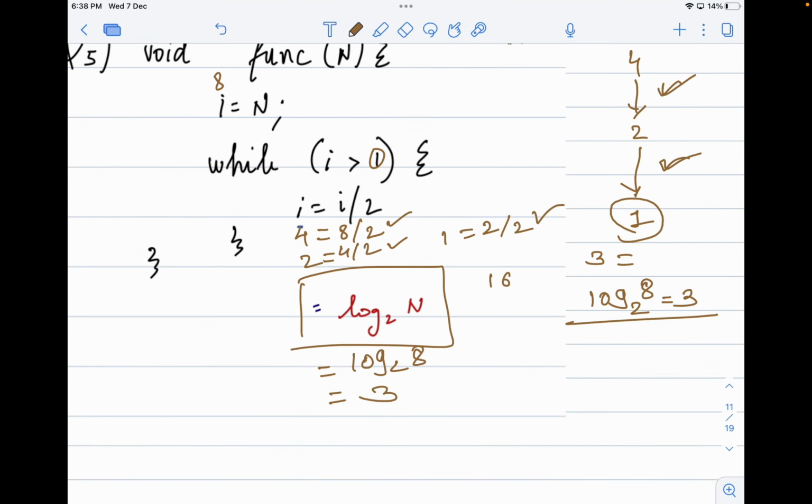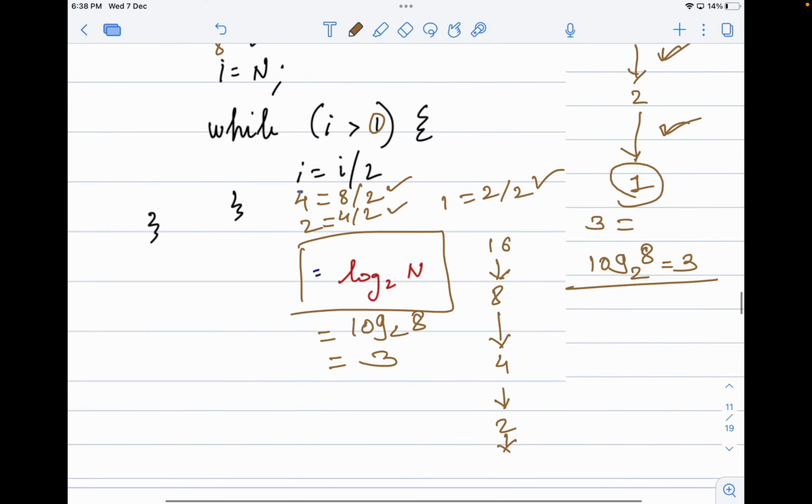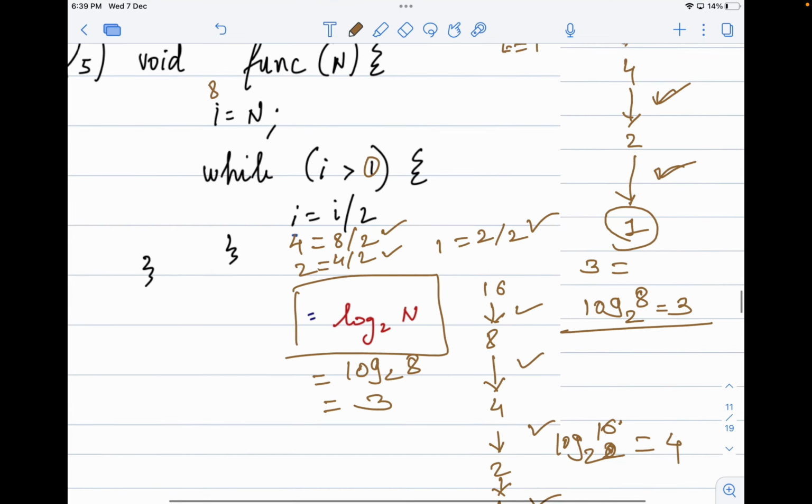Let's talk about 16. 16 to 8, 8 to 4, 4 to 2 and 2 to 1. This is 1, 2, 3 and 4. Log base 2 of 16 is what? 4, right?